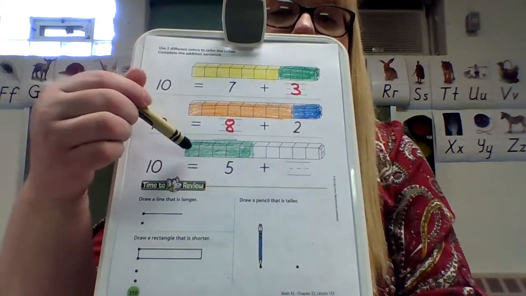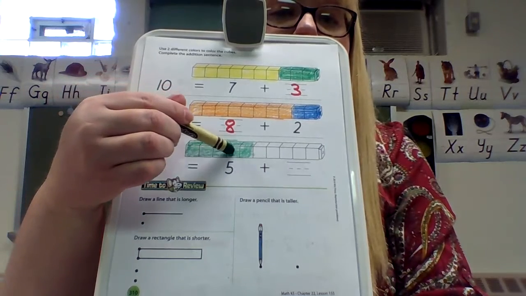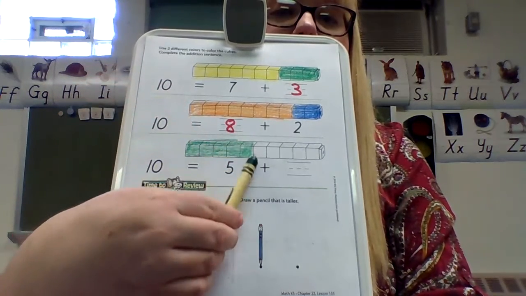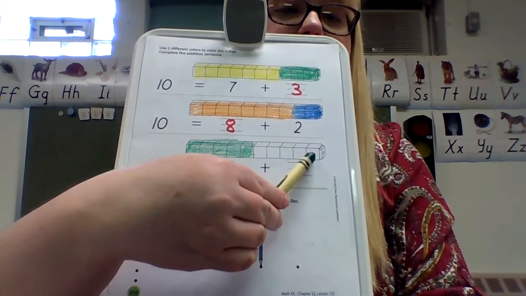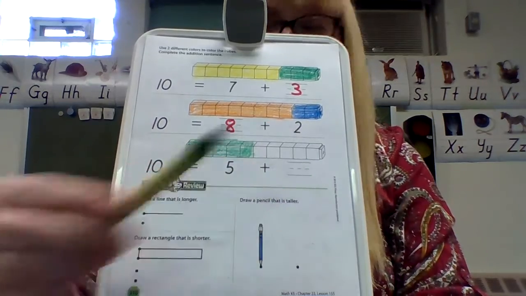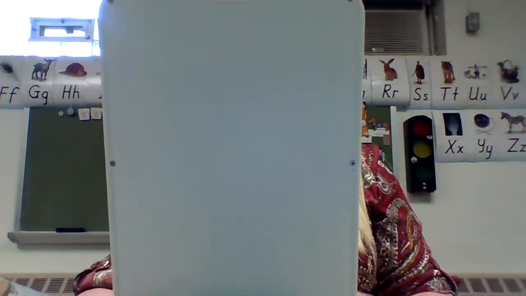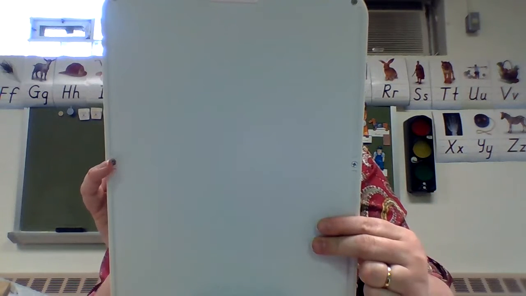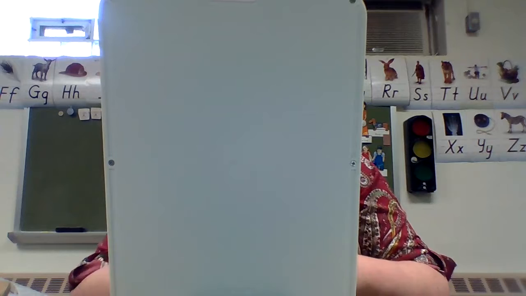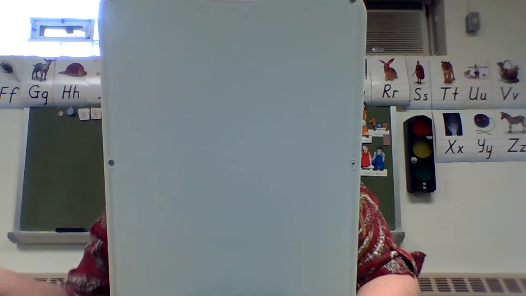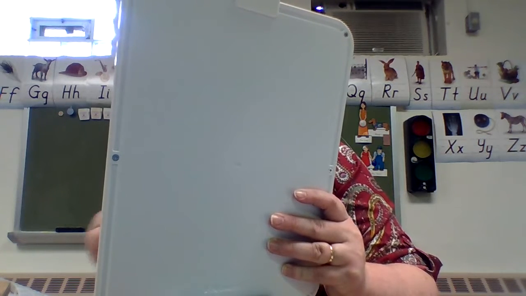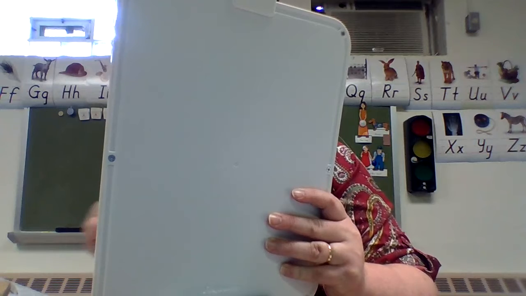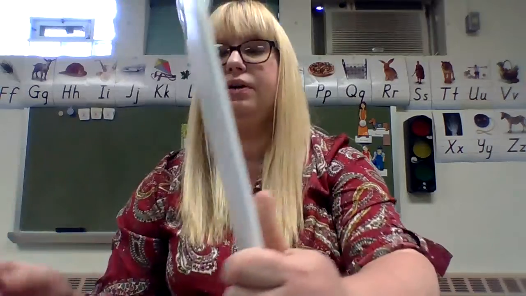Colored my 5 green. So we have 1, 2, 3, 4, 5. How many are not colored? Let's count. 1, 2, 3, 4, 5. So that's your answer here. And you're going to color them purple, or any different color. Because they're a different color, you just have to have two different colors for your numbers.